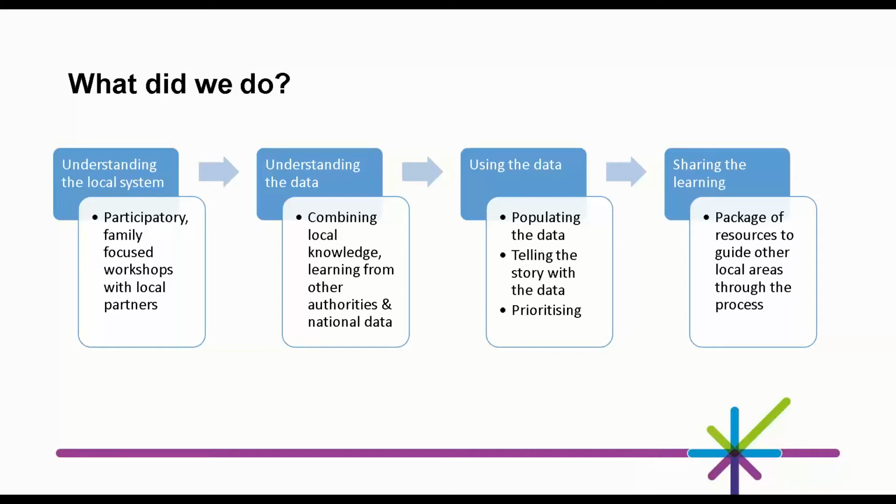In the understanding the data phase, we built on this by combining what we learned from the system with data that we knew other local authorities were using and what was nationally available. Then we moved on to supporting the use of data by helping Inverclyde populate the sources we had discovered as being available and relevant to local child poverty, interpreting the data to tell the story from it, and supporting local partners to prioritise actions in the areas that the data suggested would have the biggest impact. And finally, we're in the sharing the learning phase, where we've developed a package of resources to guide others through the process we undertook in Inverclyde.